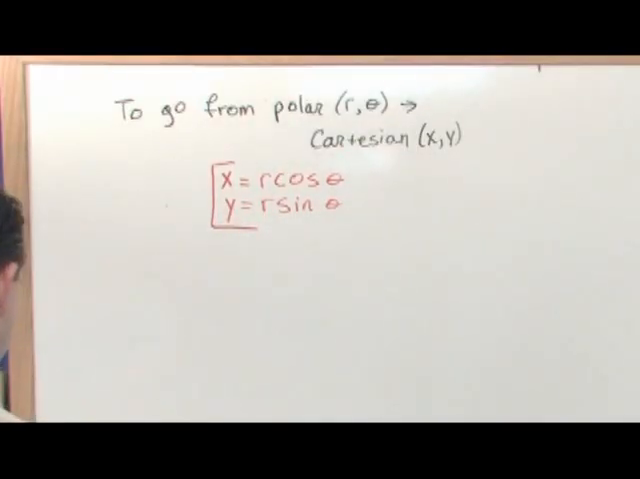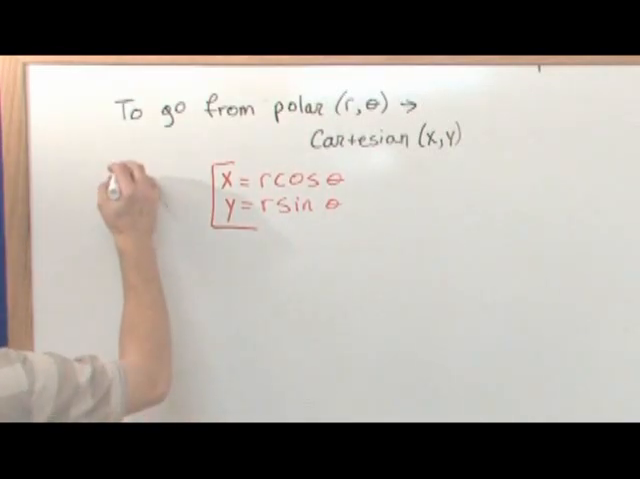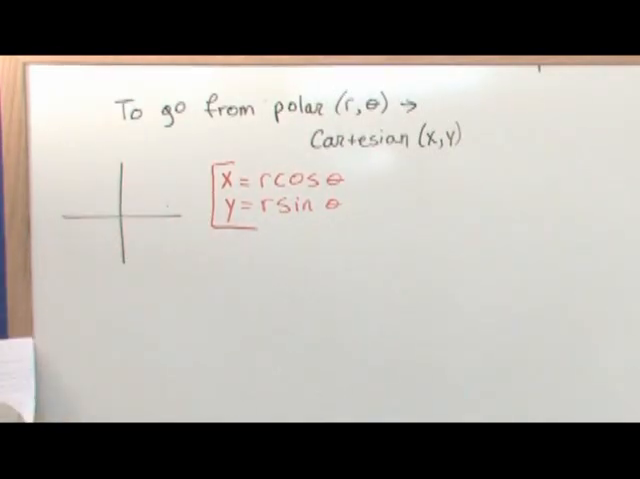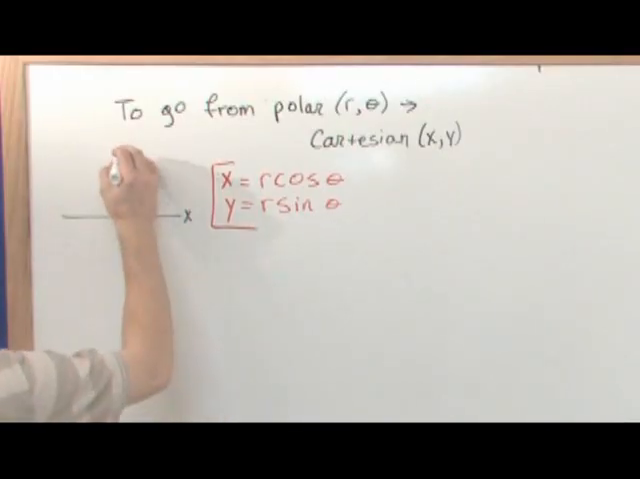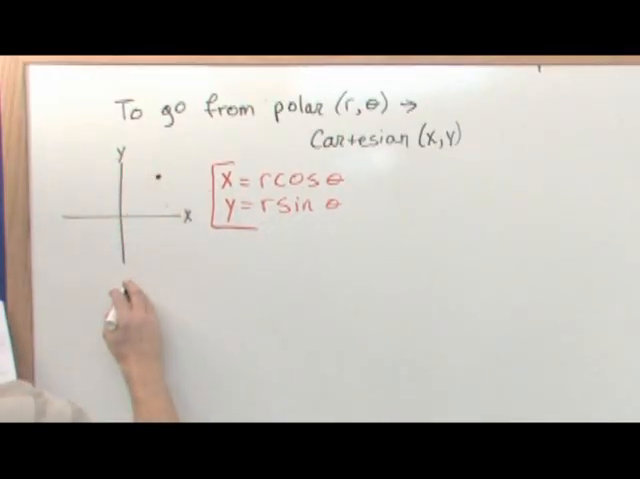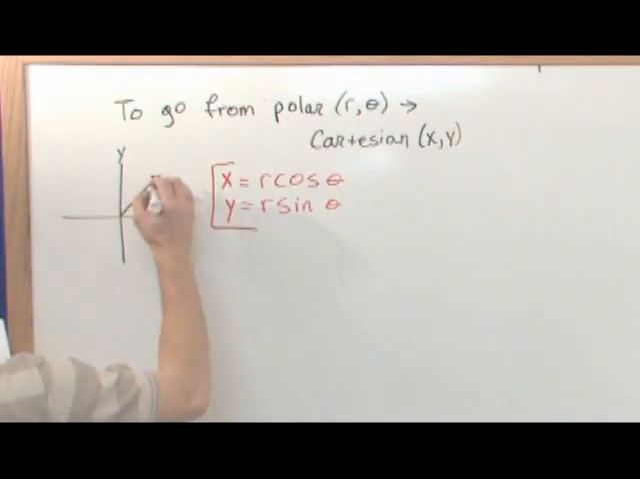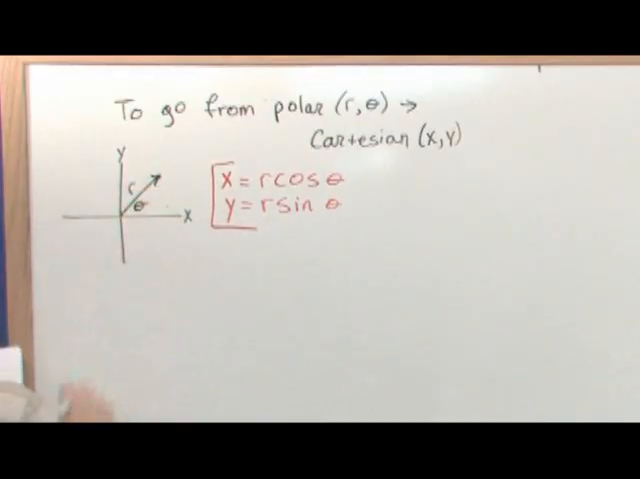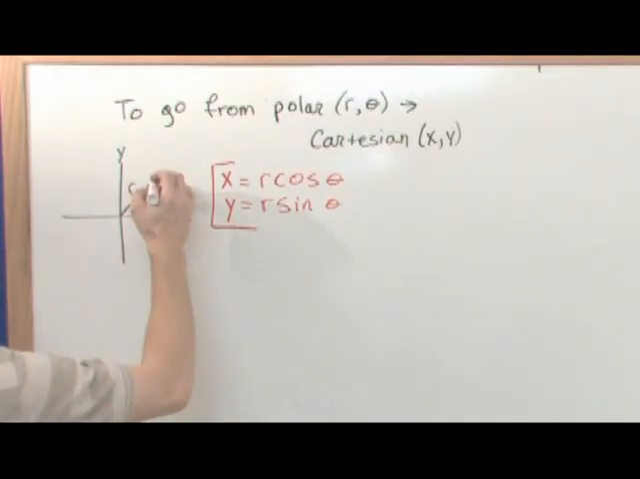Now, why does this work this way? If you remember back, let me draw a quick little picture here to the side. Here's x and y, and here's the point I'm interested in. Obviously it's going to have a radius here and an angle here. This is the r and theta that I'm given, and I'd like to convert to Cartesian coordinates.